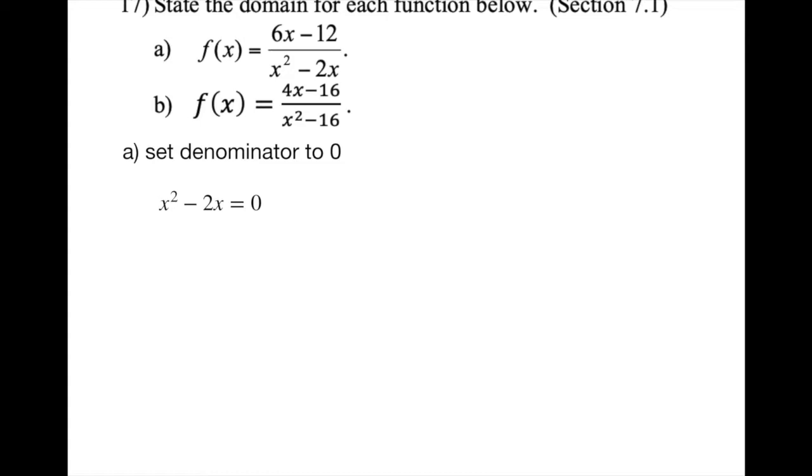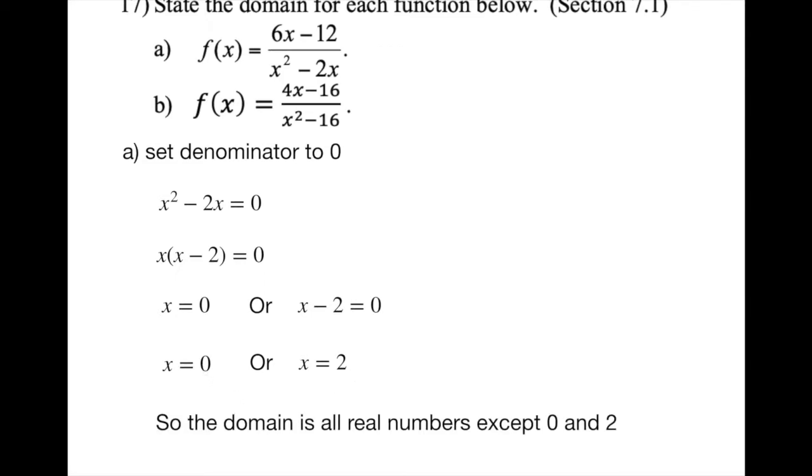How to do that? We can see that those two terms have the common factor of x. So if we factor out the common factor of x, we get x times x minus 2, which equals 0. So x is 0 or x minus 2 equals 0, so x is 0 or 2. For the domain, we will say all real numbers except 0 and 2.